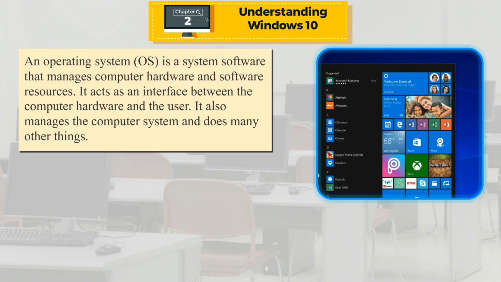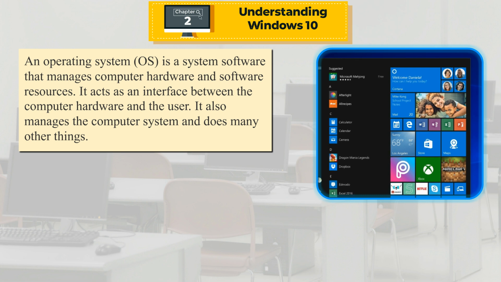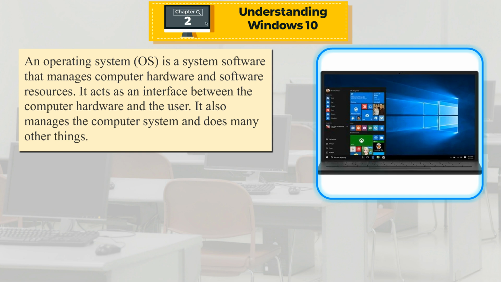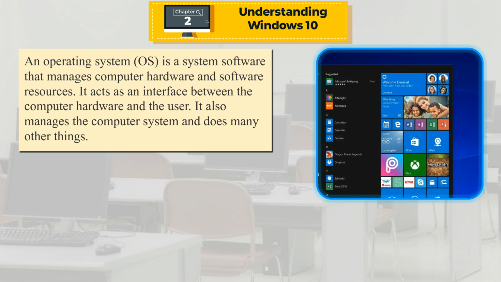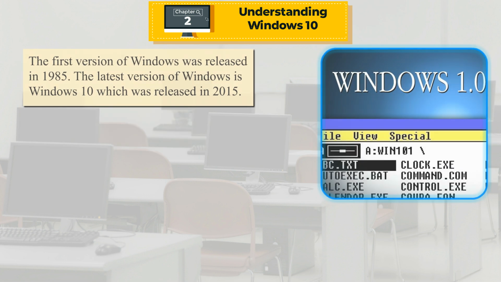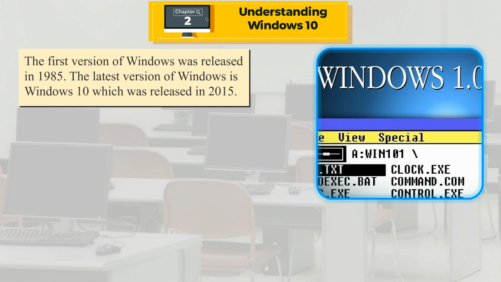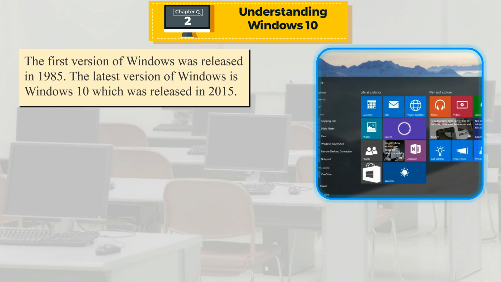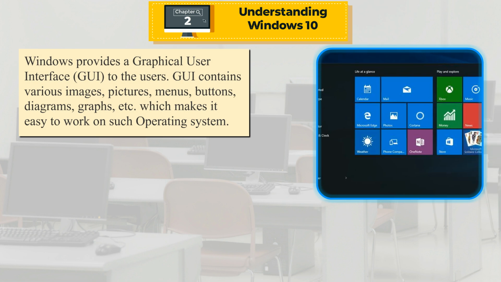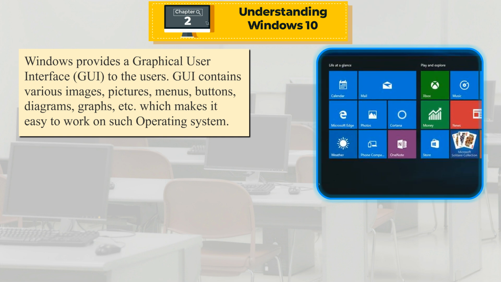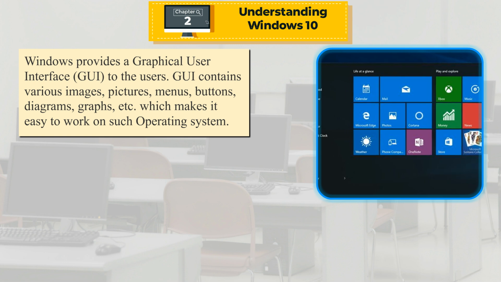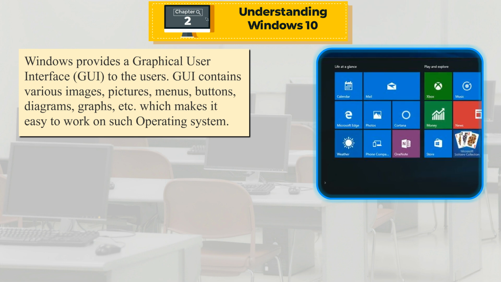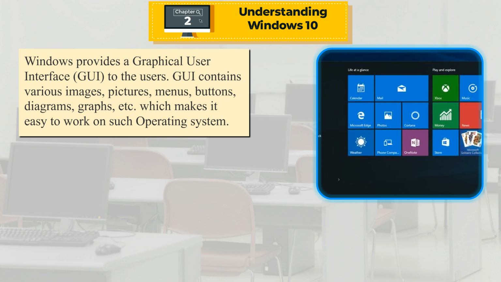An operating system, OS, is a system software that manages computer hardware and software resources. It acts as an interface between the computer hardware and the user. It also manages the computer system and does many other things. The first version of Windows was released in 1985. The latest version of Windows is Windows 10, which was released in 2015. Windows provides a graphical user interface, GUI, to the users. GUI contains various images, pictures, menus, buttons, diagrams, graphs, etc., which makes it easy to work on such an operating system.